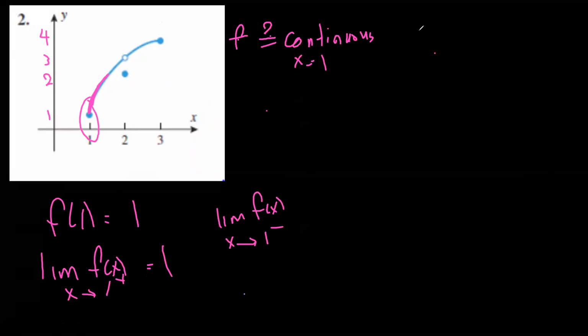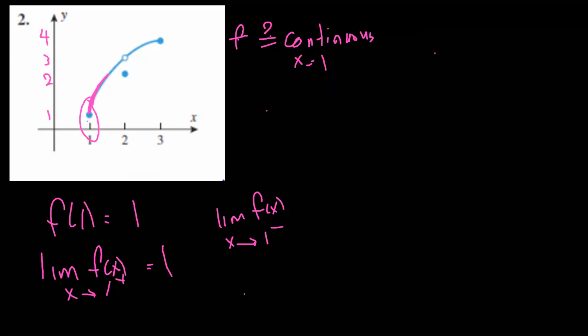So now look at the limit f of x at 1 from the right. It's equal to 1. Now what about 1 from the left? Look here. Do we have a curve at 1 from the left? Is there any curve? No. So it does not exist.